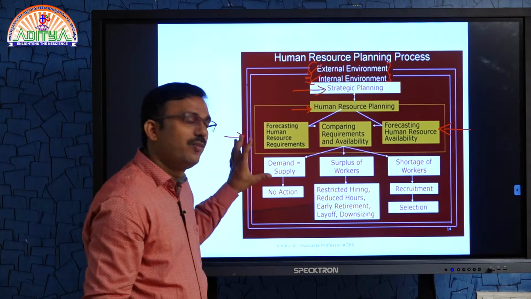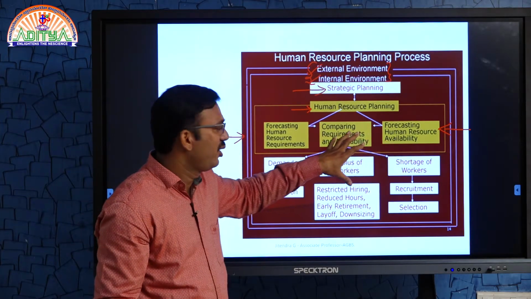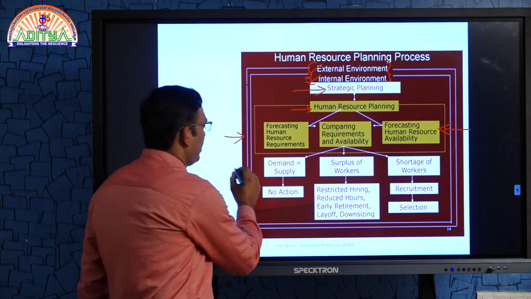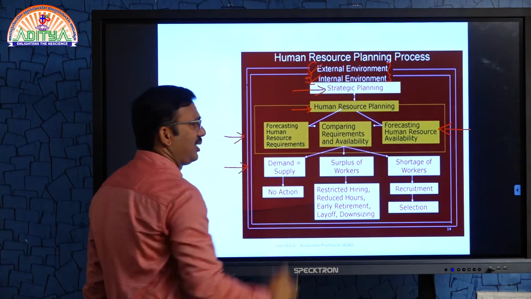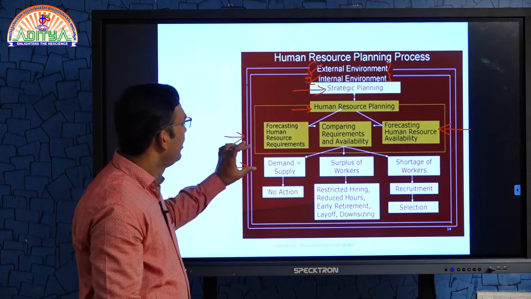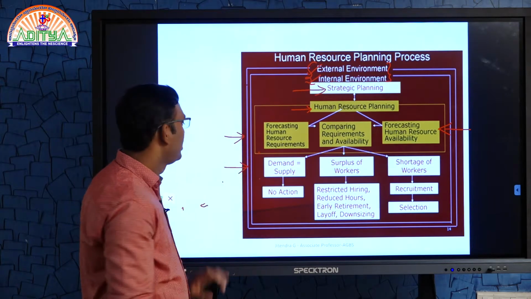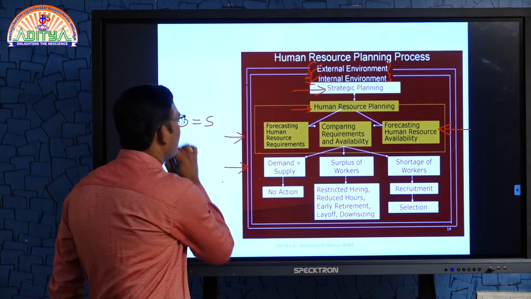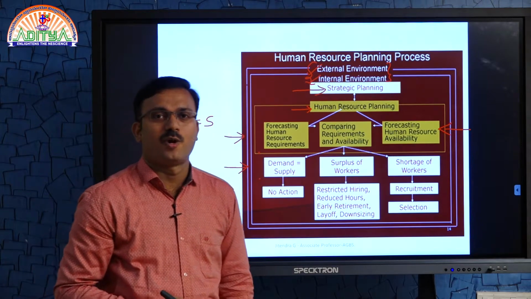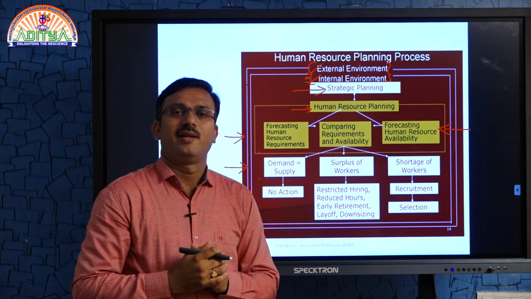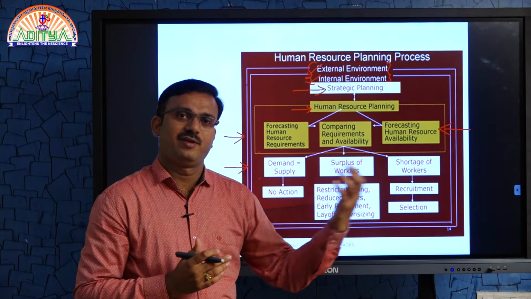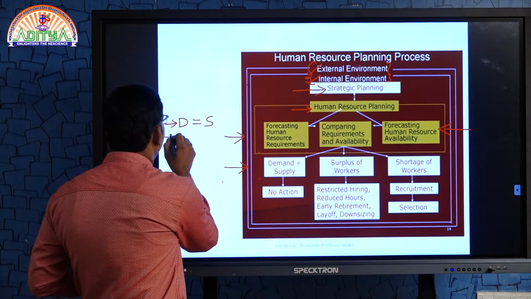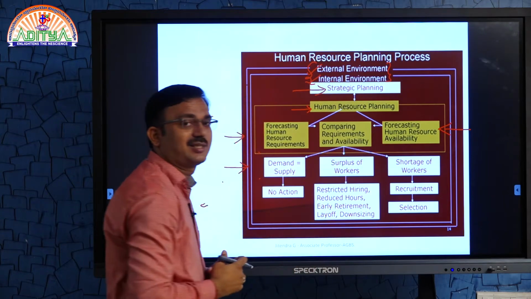Based on that, both requirement and availability we are going to compare. Based on that, we will be having three different things. First condition is after comparing the requirement and availability, whether demand is equal to supply. When demand is equal to supply, then there is no problem, because the number of requirement and the number of availability will be same.